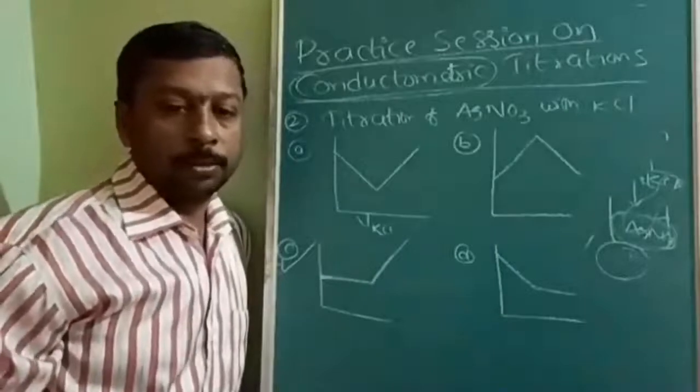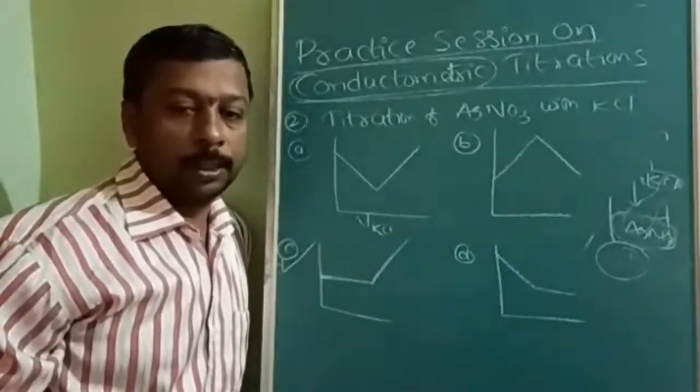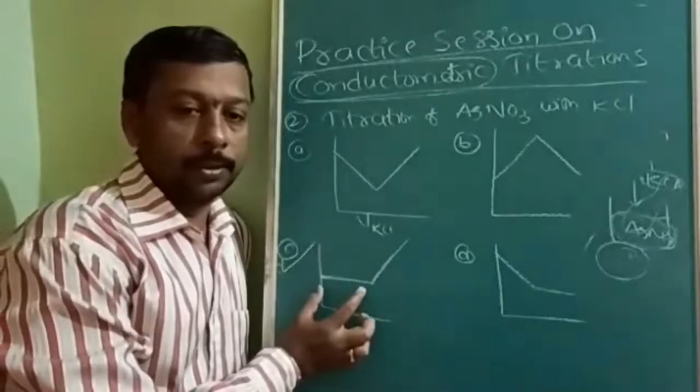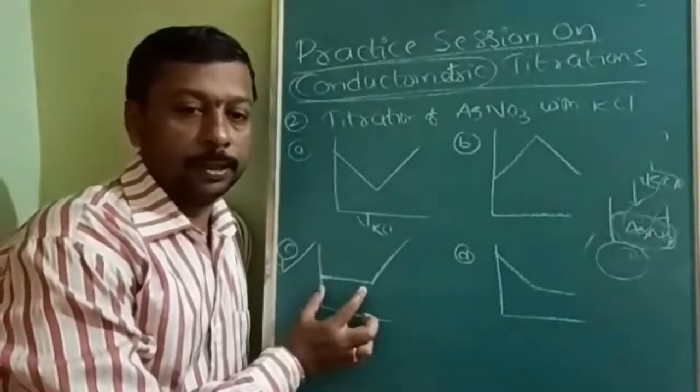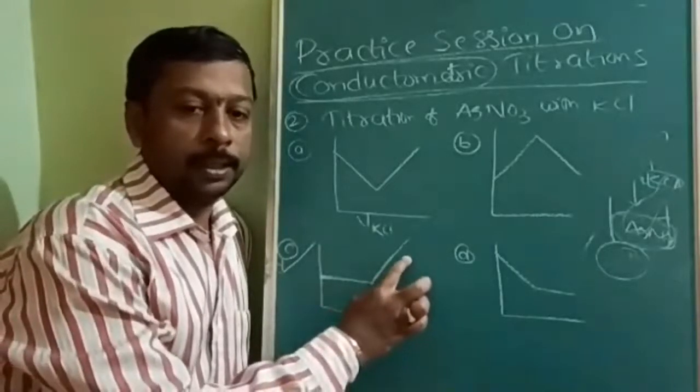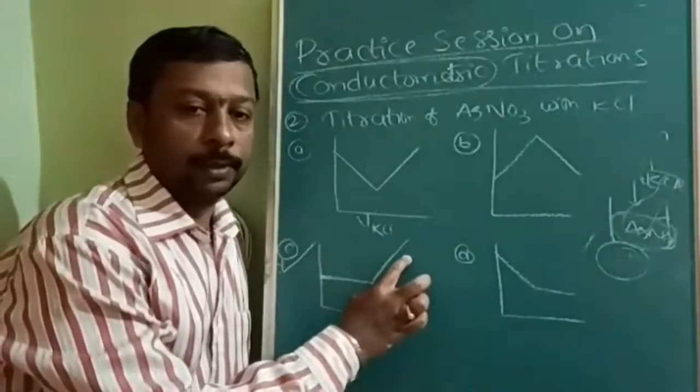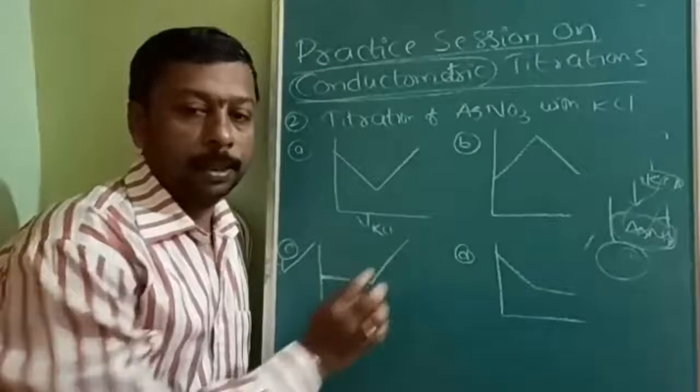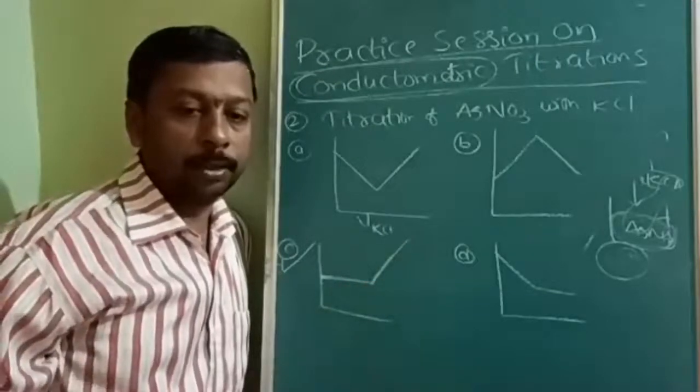Is this understood? So this is the option and region-wise explanation. Constant due to formation of AgCl precipitate, then increase due to increase in the number of ions of Ag plus or K plus and Cl minus. Okay, and NO3 also will be added.